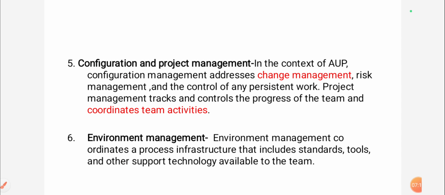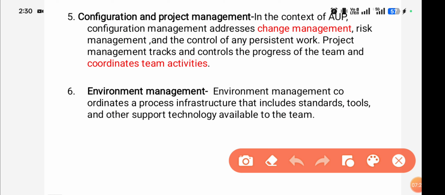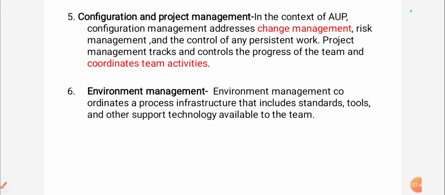Then we have configuration and project management. In the context of Agile Unified Process, configuration management addresses change management, risk management, and control of any persistent work. Project management tracks and controls the progress of the team and coordinates team activities.